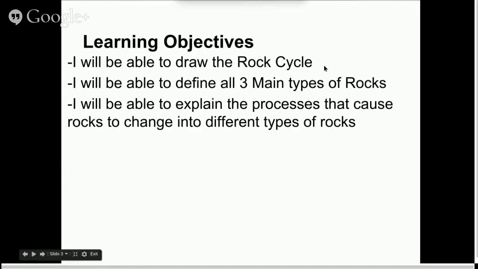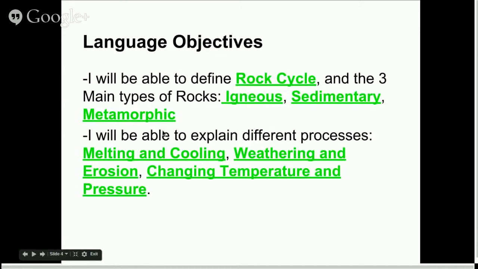Okay, we're going to be learning about the rock cycle, the three main types of rocks, and the processes that cause rocks to change into the other types of rocks. Three types: igneous, sedimentary, metamorphic. These are the processes: melting and cooling, weathering and erosion, changing temperature and pressure.